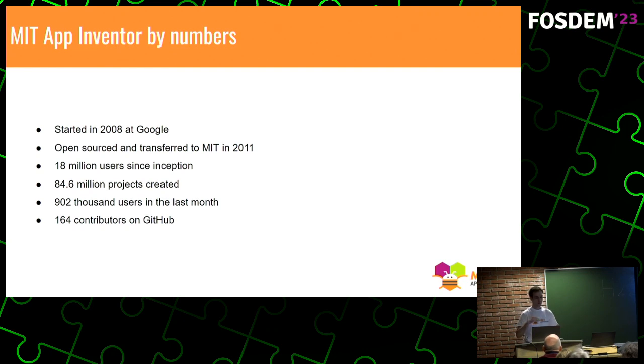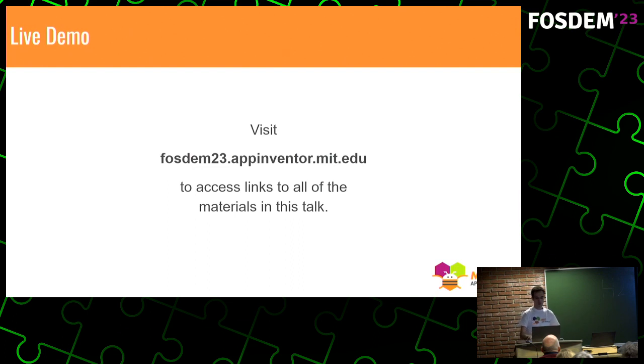And to give some numbers about App Inventor, it started in 2008 as a Google project, and then a few years later it was eventually transferred to MIT. Right now, it has gathered over 18 million users since it was transferred to MIT, with nearly 85 million apps that have been developed. On a monthly basis, we get roughly 1 million users. And in terms of open source contributions, we have seen 164 different contributors to the project on GitHub.